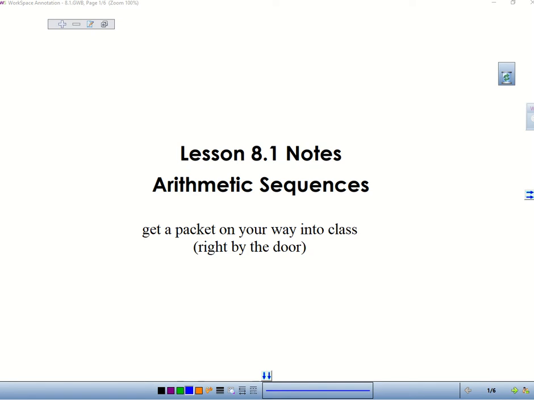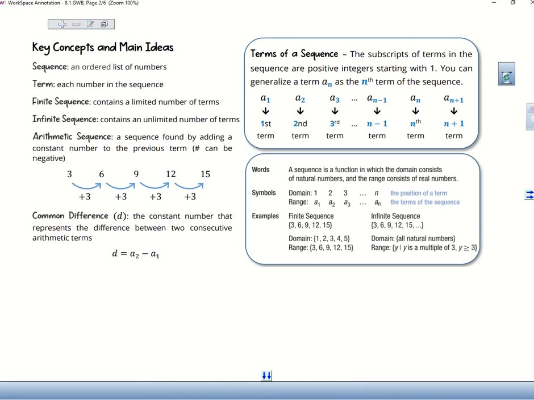Alright, so today we're going to be doing 1.8, which is going to be arithmetic sequences. So before we do any examples, let's go through some vocabulary. There's three big S words we use in math: set, sequence, and series. Today we're going to be focusing on sequence.